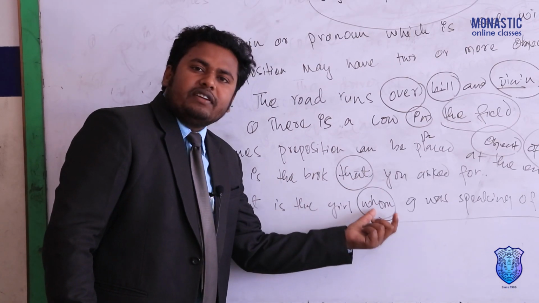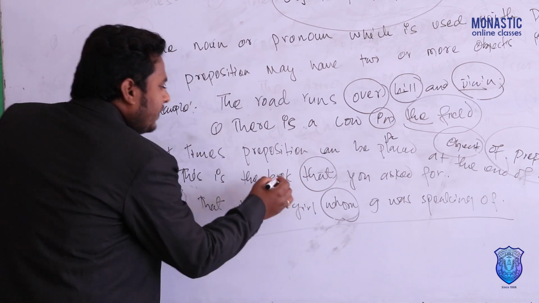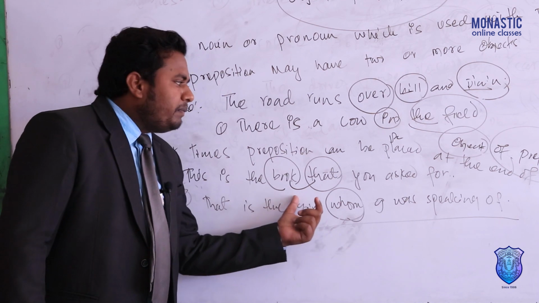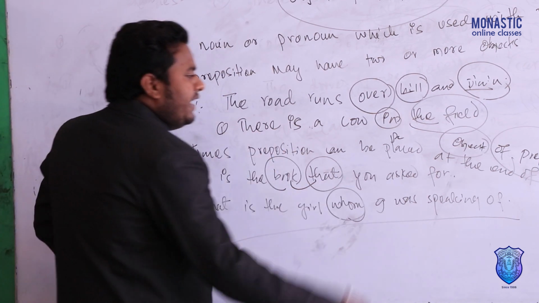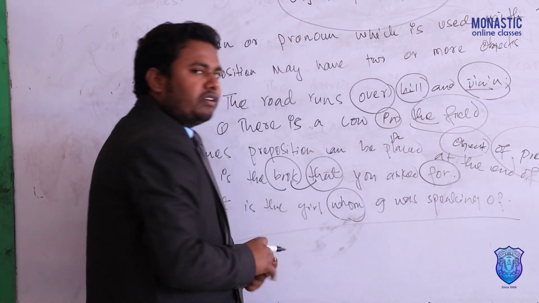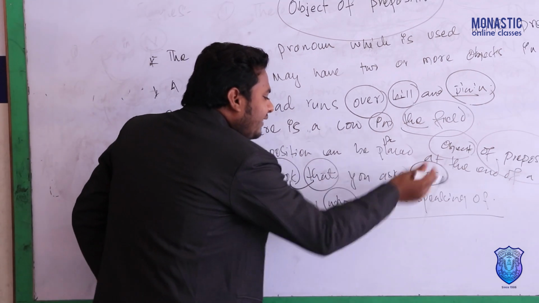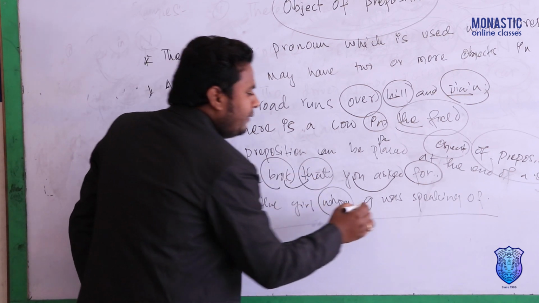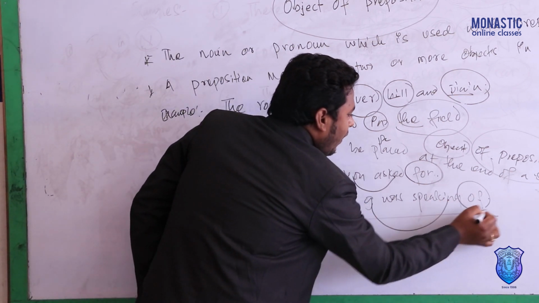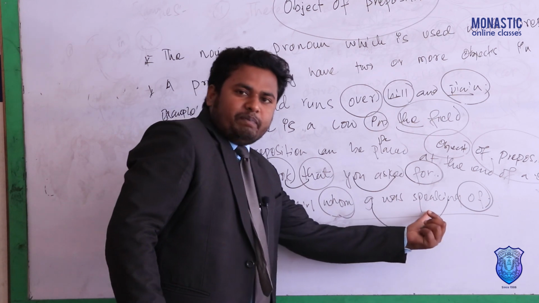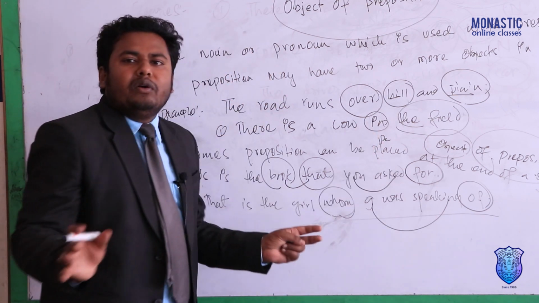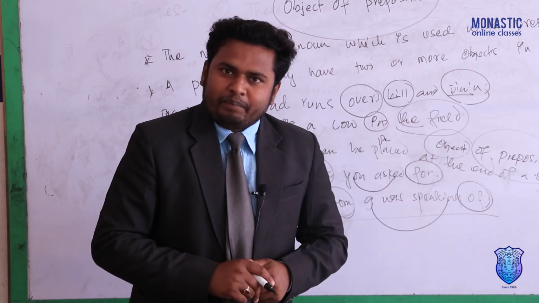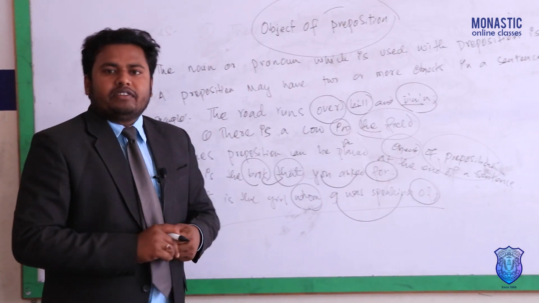The book is represented by that. And here, for is our preposition. It relates you and asked. Likewise in the second, of relates I and speaking. So in these conditions, we can use prepositions at the end of a sentence. We can take another example also.